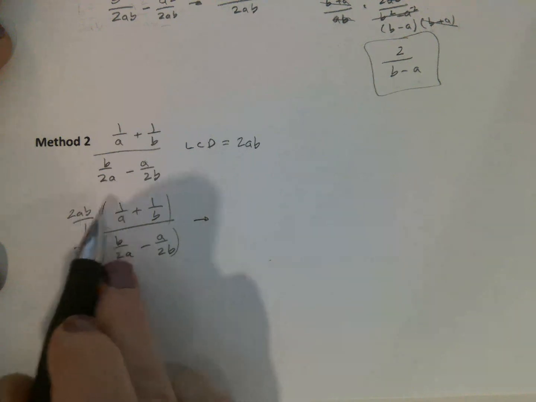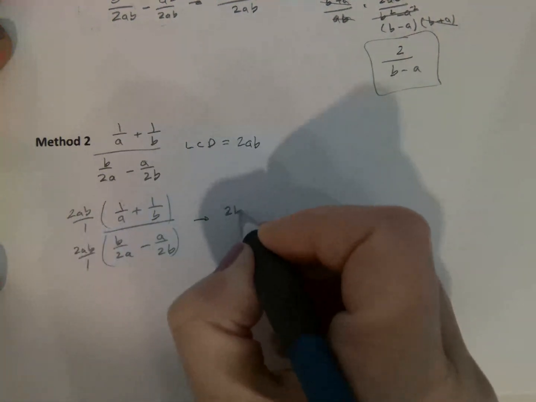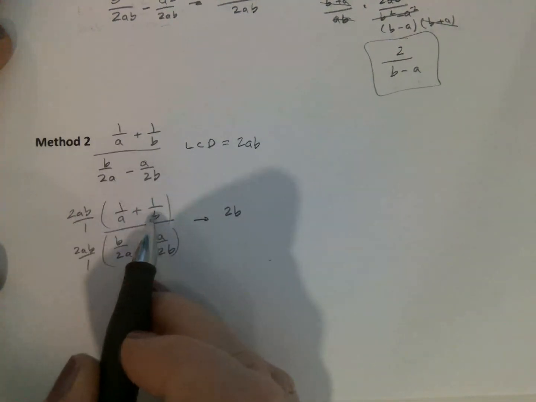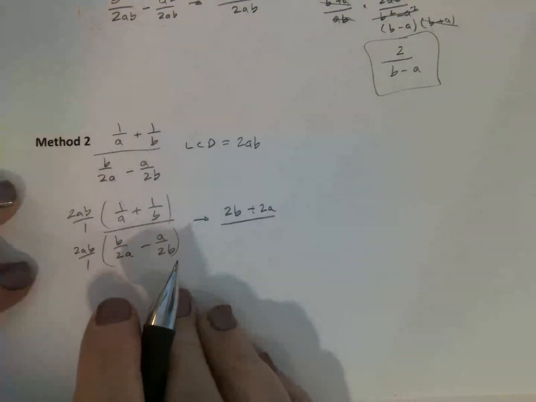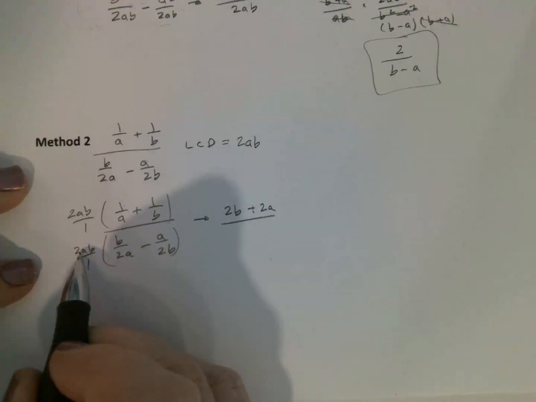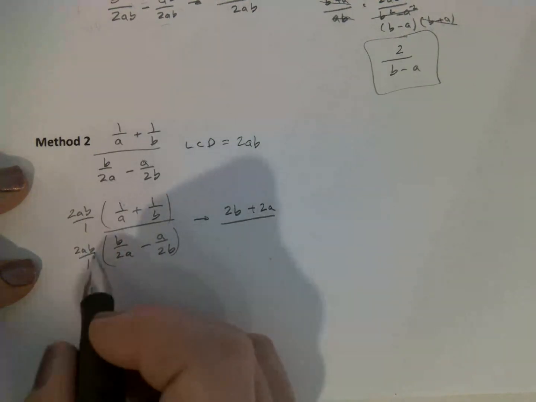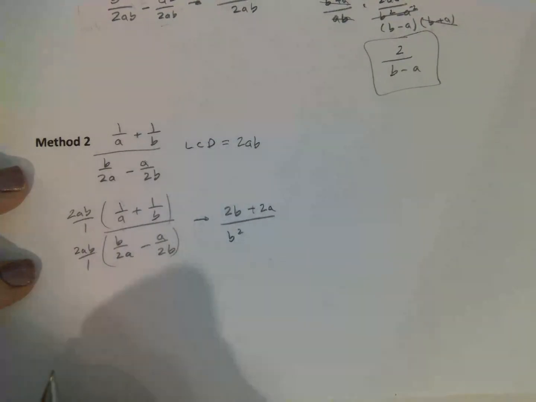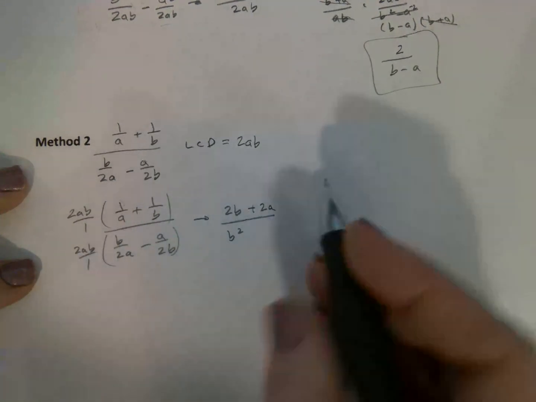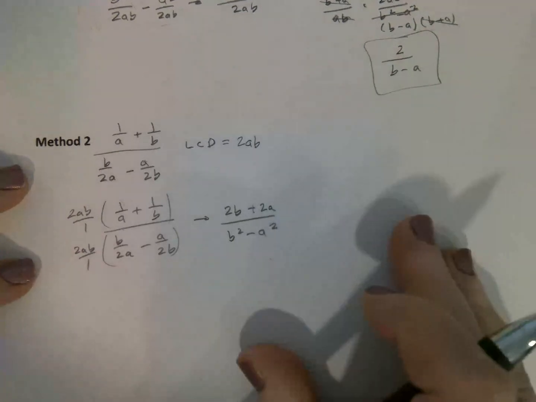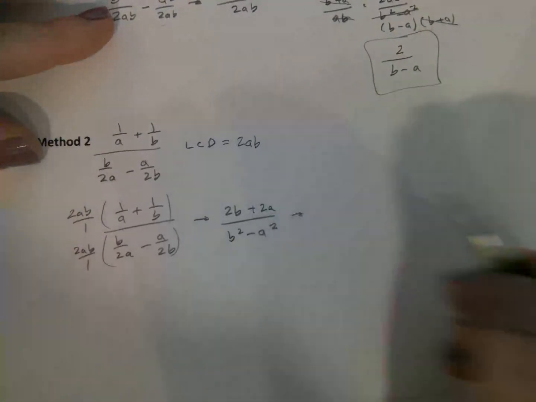So here, when I distribute, these A's cancel out and I'm left with 2B. When I distribute here, the B's cancel out and I'm left with 2A. Doing the same thing here, when I multiply, the 2A's cancel out and I'm left with a B and another B, so B squared. Here, the 2 and the B cancel out and I'm left with an A, which gives me A squared. Okay.